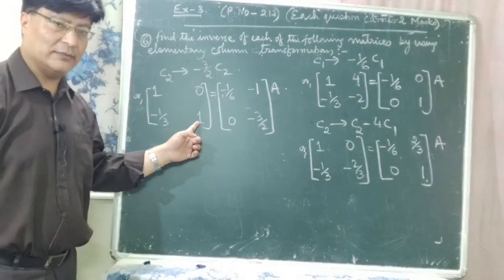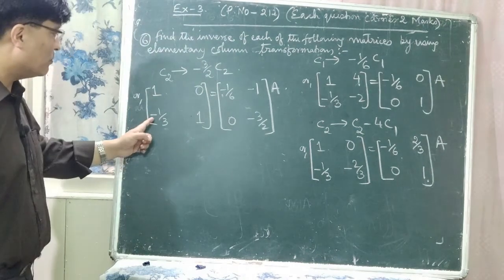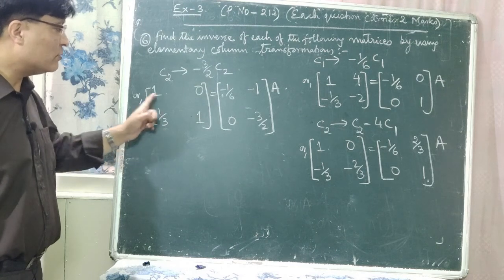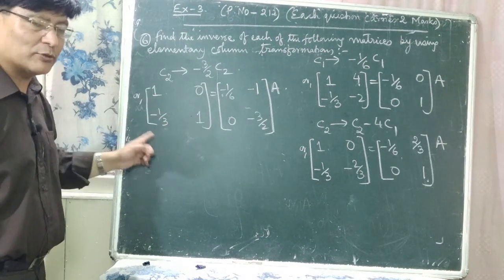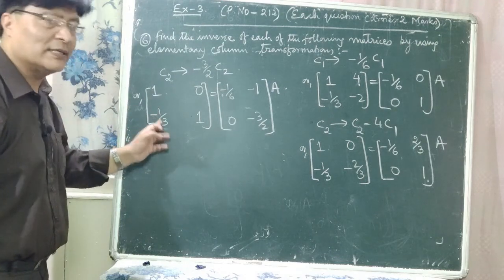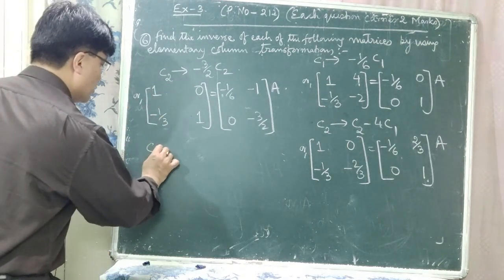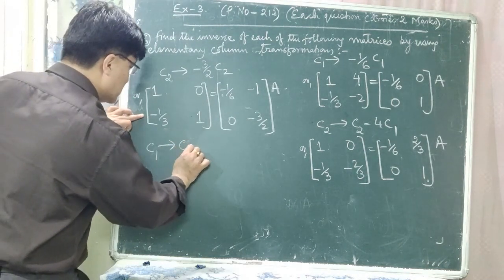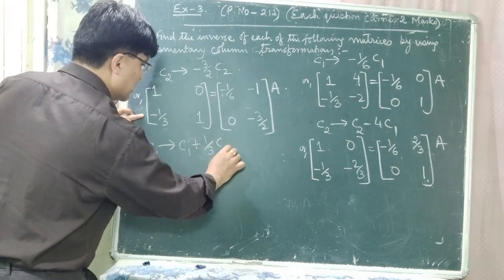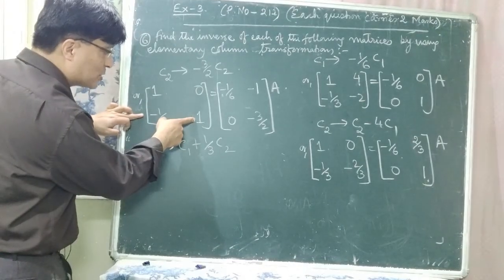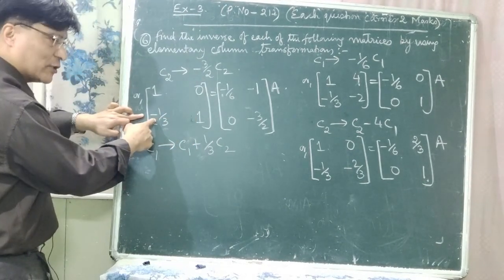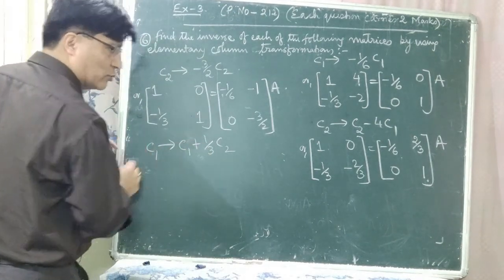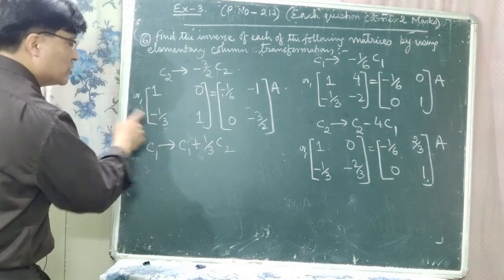That means we have changed here to 1. Right? So now we have to make this minus 1 by 3 into 0. How can you change that? This minus 1/3, you have to change it into 0. Okay? So C1 arrow mark, how can you make it 0? C1 plus 1/3 C2. That means if you multiply column 2 by 1/3 and add it to the first column, this will be 0. That is, C1 is equal to C1 plus 1/3 C2. Okay, so we can use this property to make it 0.